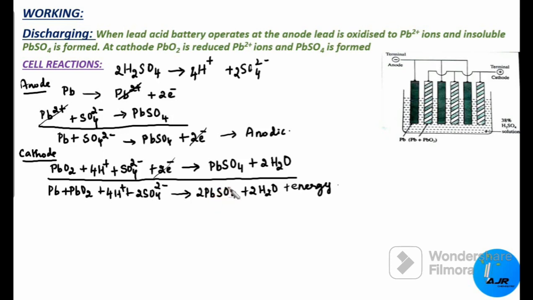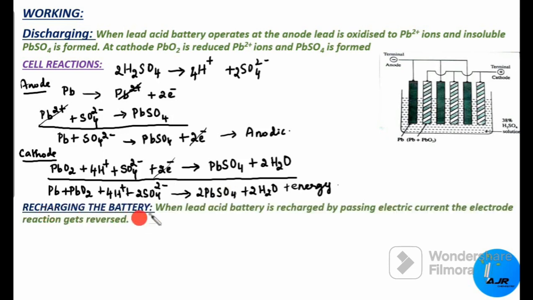So next we are moving into the recharging part of this battery. Okay. See here what's happening during recharging. When a lead acid battery is recharged by passing electric current, the electrode reaction gets reversed. Just it gets reversed. Okay. So let us see how the battery is recharged. The discharged lead acid storage battery can be recharged by passing a direct current through it in the opposite direction. That is, for this purpose, the negative electrode of the storage cell is connected to the negative part of the DC source and the positive electrode of the cell to the positive of the DC source.